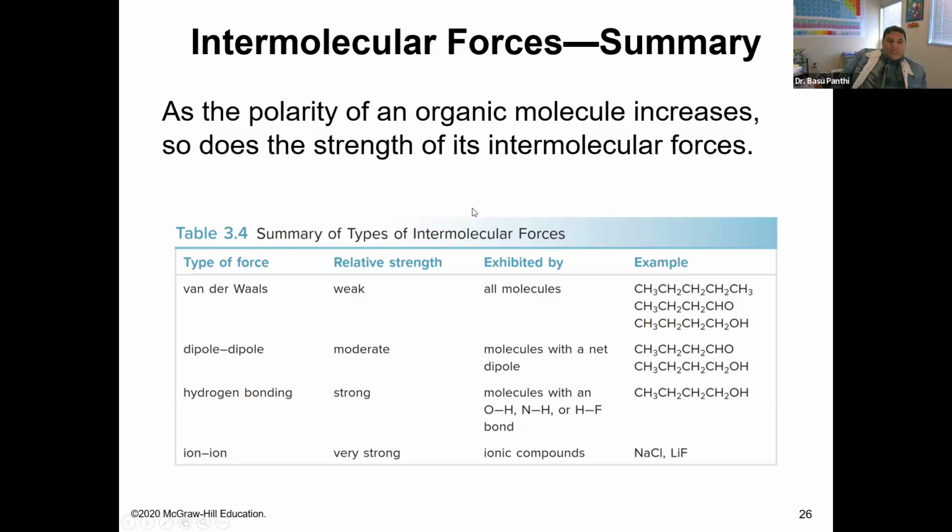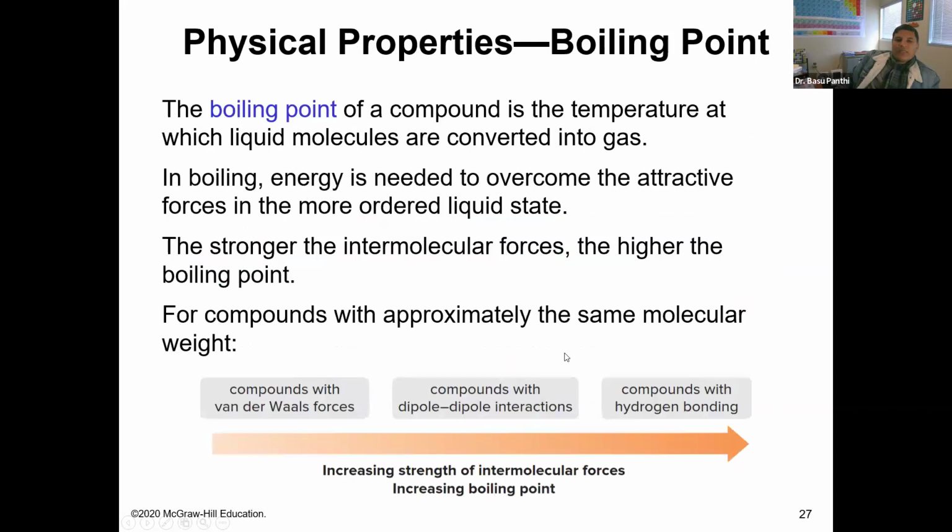These are a few examples. What kind of molecule has what. Van der Waals force can be in anything, all kinds of molecules. Dipole only in molecules which have polar bonds. Hydrogen bonding only when hydrogen is bonded directly to oxygen, nitrogen, and fluorine. Ion in all ionic. That's the summary.